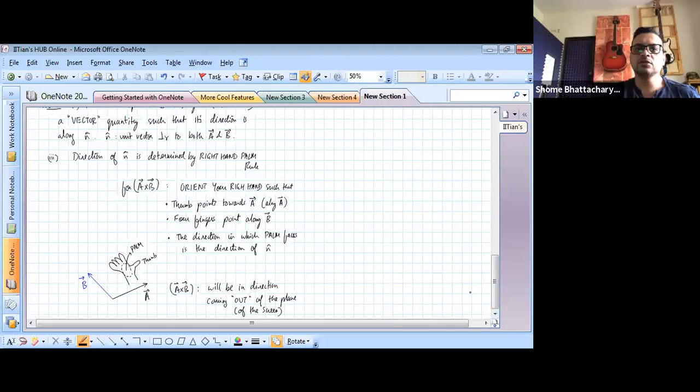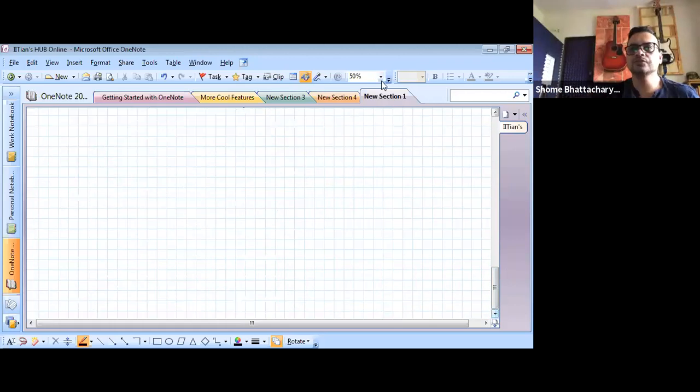You have to just place your right hand in the diagram, exactly in the plane of the paper you're drawing the diagram, such that your thumb is pointing along A and your fingers are pointing along B. If you place your hand in such a way, your palm will be either facing straight towards you or facing into the plane of the paper. Only those two possibilities are there. That tells you whether your n cap is coming out of the plane or going into the plane.